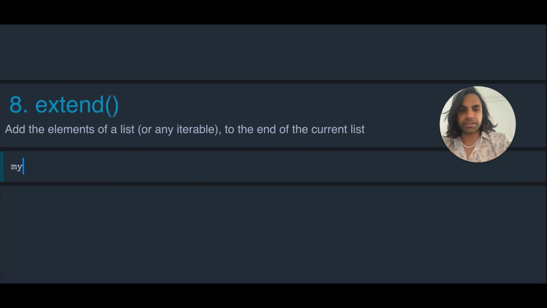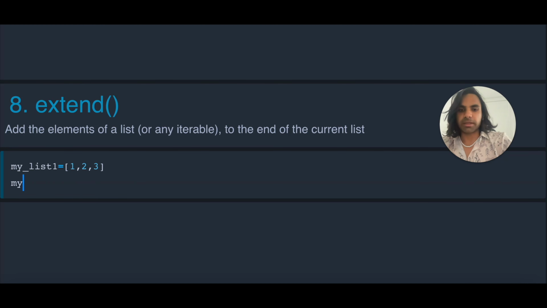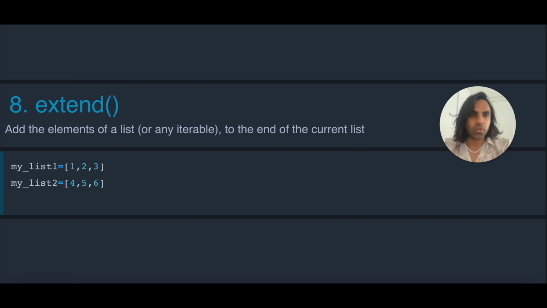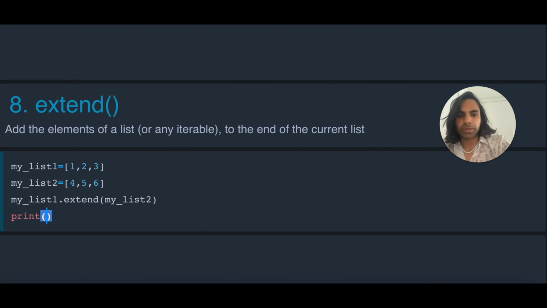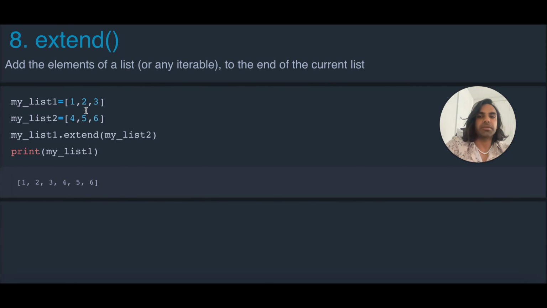So over here, I'm just going to say my list 1 equal to 1, 2, and 3, and my list 2 would have the elements 4, 5, and 6. Cool. Now, how can I add the elements 4, 5, 6 at the end of list 1? Really simple. We just need to say my list 1 dot extend my list 2. Good. Now let's run this code and print my list. Real simple, you can see that the elements 4, 5, 6 have been added, or I can say extended, at the end of list 1. Really simple to use.